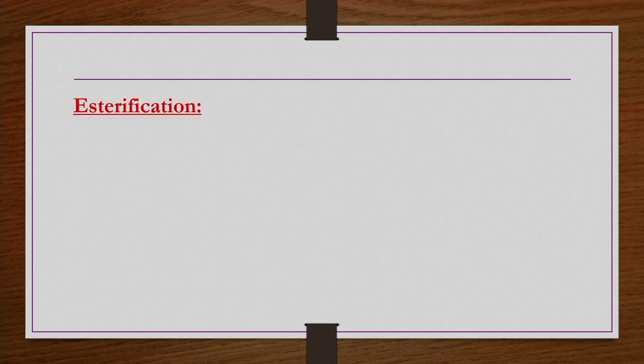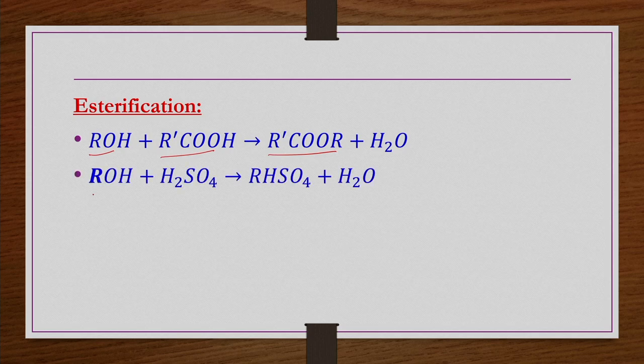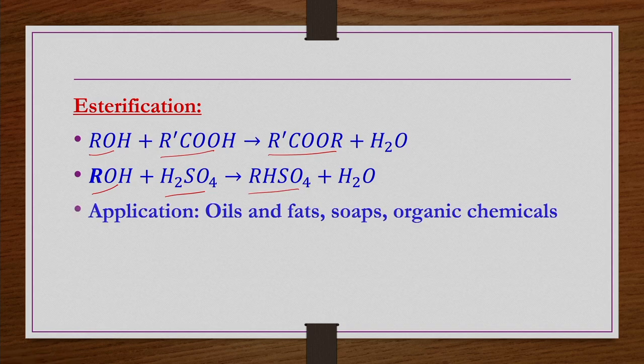Then esterification reaction, let us say you have alcohol and then carboxylic acid, if you react together, then you can get ester. Similarly, alcohol, if you react with the sulfuric acid, then also you can get the sulfate product like this. So these esters, etc., are often used in oils and fats, soaps and detergents industries, etc.